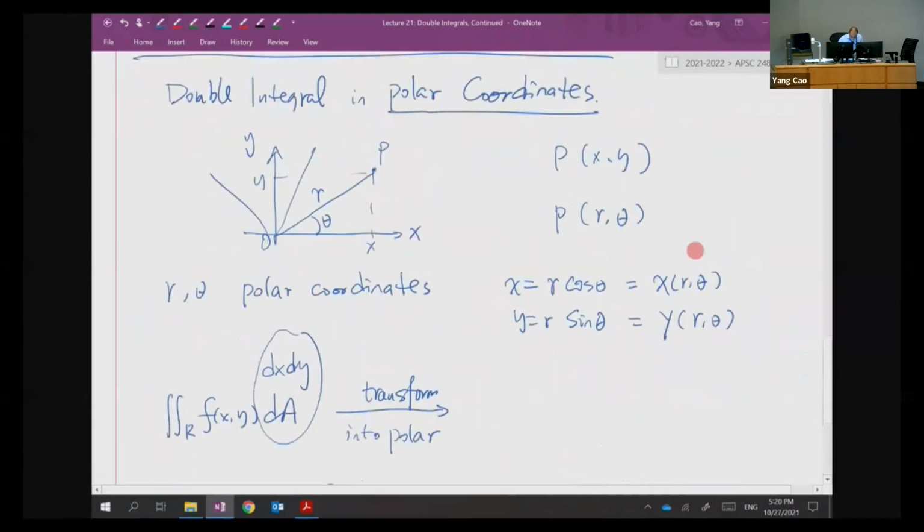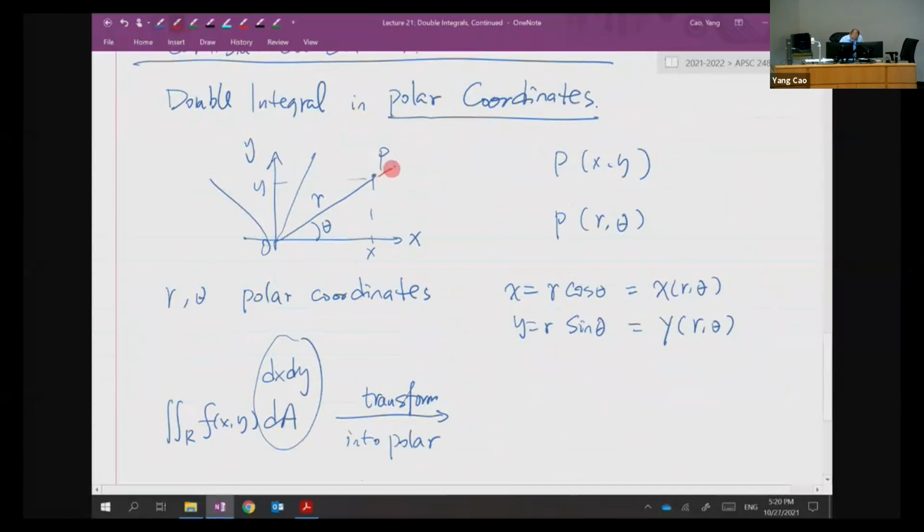As a matter of fact, you could attach a unit vector in the r direction, representing the polar, like the i hat in the x-axis direction. So how about the theta? The theta is basically a rotating operation. So you rotate this line from here to next, to next, to next.